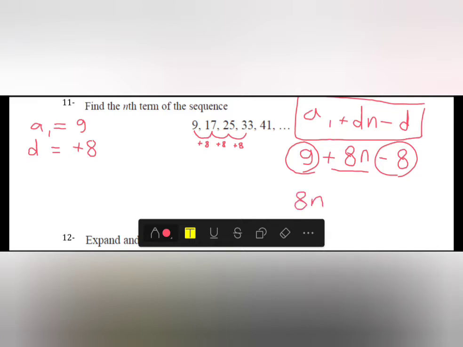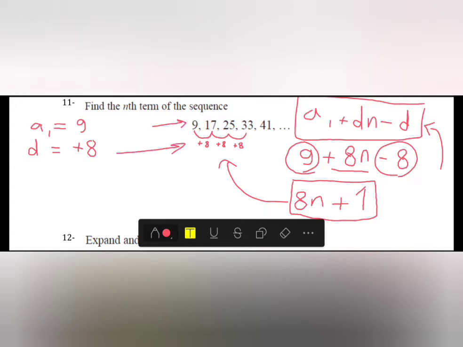9 minus 8 equals what? Very good. I take the sign of the bigger number, which is positive, and then subtract them, which is 1. So here I found the nth term of this sequence. And this is how you answer a question like this. So we're going to use this formula to find the nth term of an arithmetic sequence. The A1 is the first term and the d is the difference.